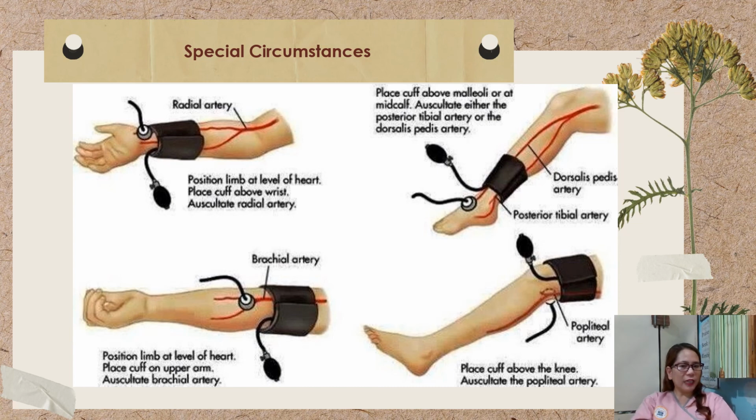For, in case hindi pa rin talaga pwede dyan, so you can use the posterior tibial artery. Okay? So you can place the cuff above the malleoli or at the mid-calf. Then auscultate either the posterior tibial artery or the dorsalis pedis artery. So the dorsalis pedis artery is located here, and the posterior tibial artery is here.